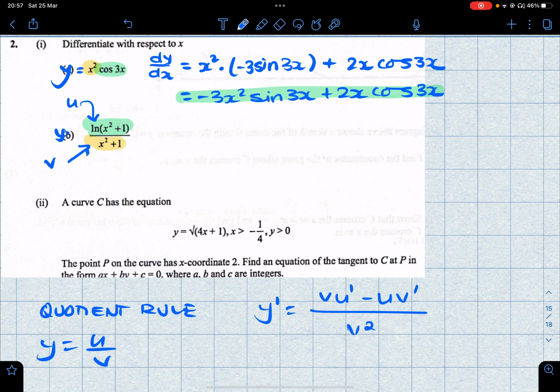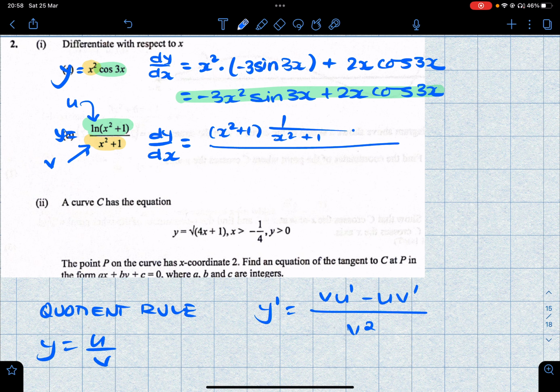So again, if that's y, then dy by dx will be v u dash. So v is the denominator. So it'll be x squared plus 1 times the derivative of log. The derivative of ln is 1 over x squared plus 1 multiplied by the derivative of x squared plus 1, which is 2x. Okay, so that's that term. Then there's a minus sign.